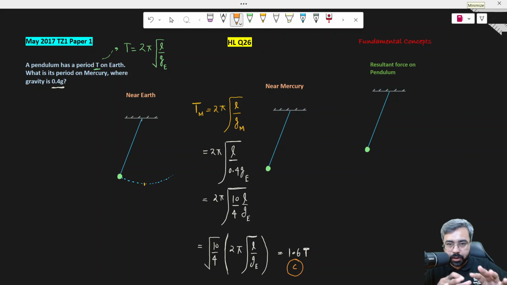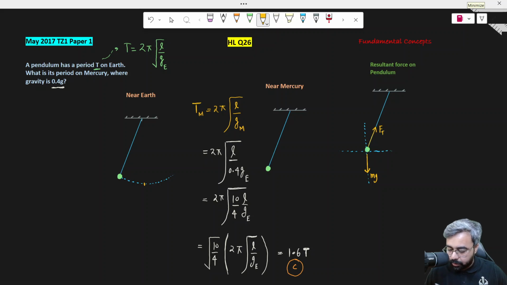Now, don't go anywhere. I'm going to tell you why it slows down in terms of forces. For this, we must first draw a free body diagram. This is our rectangular coordinate system. Whether it is on Earth or on Mercury, there are two forces, and we can draw them here. This is the force applied by the Earth, mg, and there's another force, the force of tension.